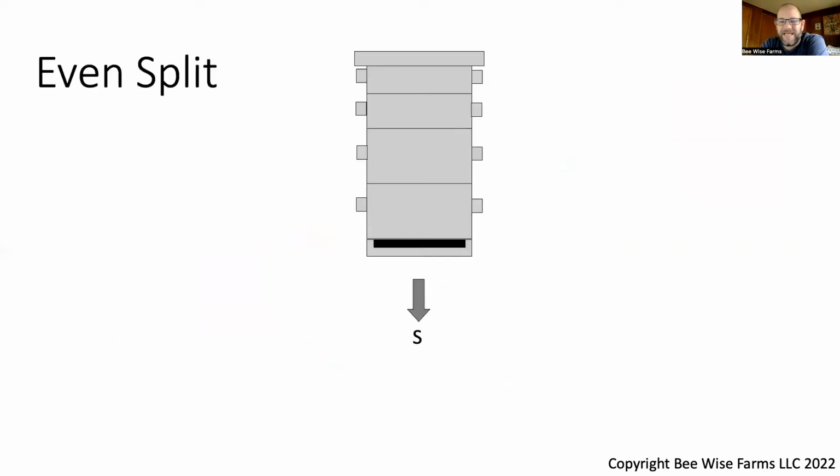The next split is an even split. This is a pretty simple split that primarily is focused on directionality of entrances. So you can see that I have an arrow here at the bottom that says south. This is the direction this hive is facing. Your hive can face any direction, but the concept is that you're trying to confuse the bees by changing the direction of the entrances to the colonies that you're splitting this from.